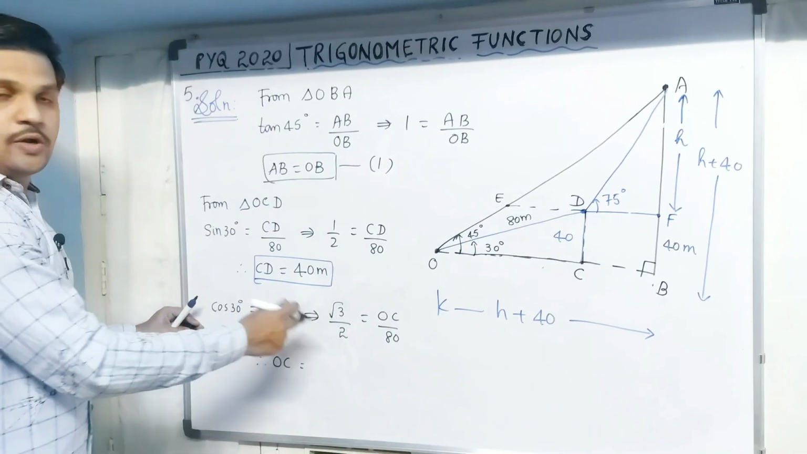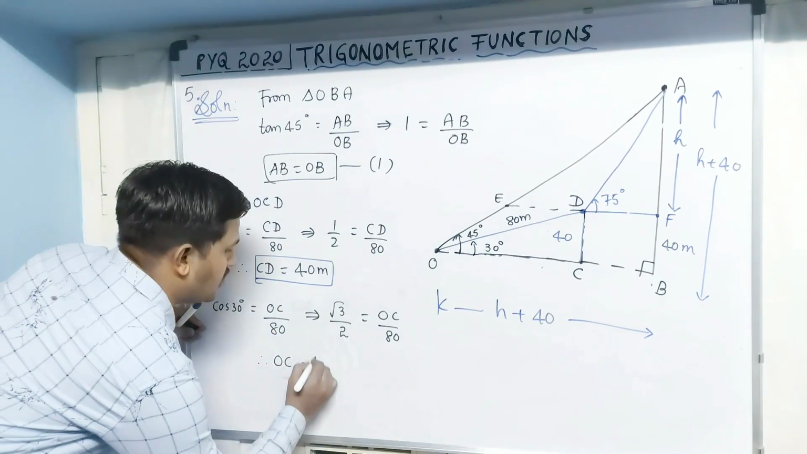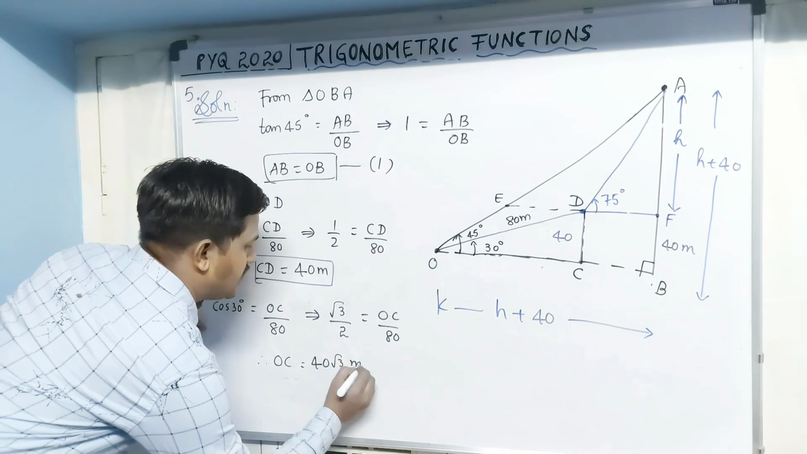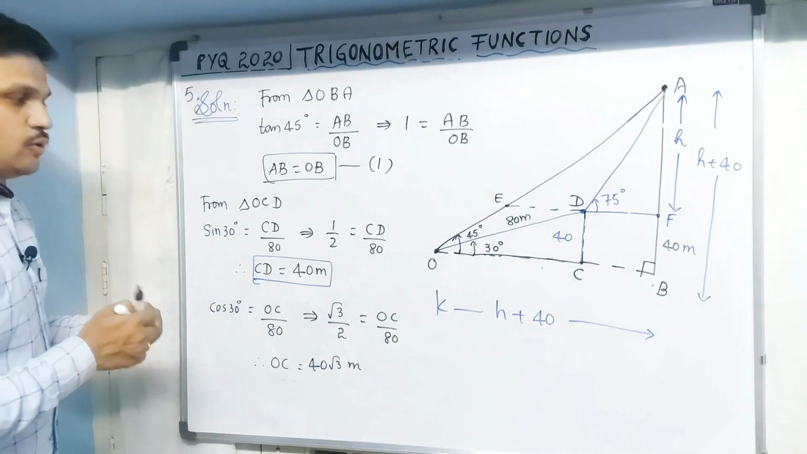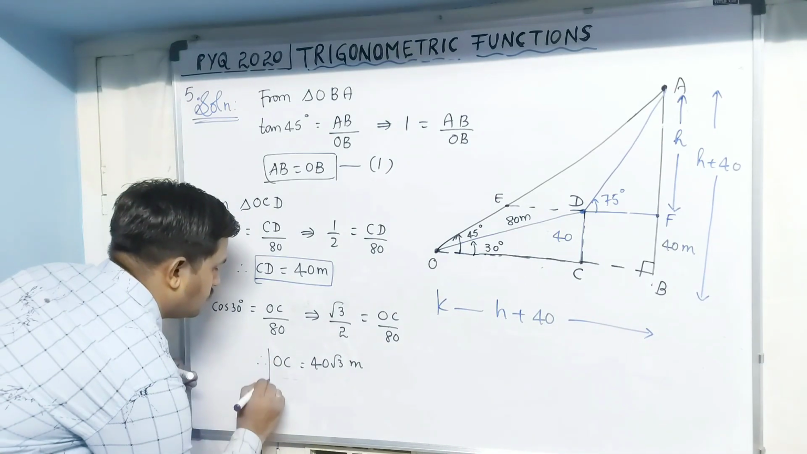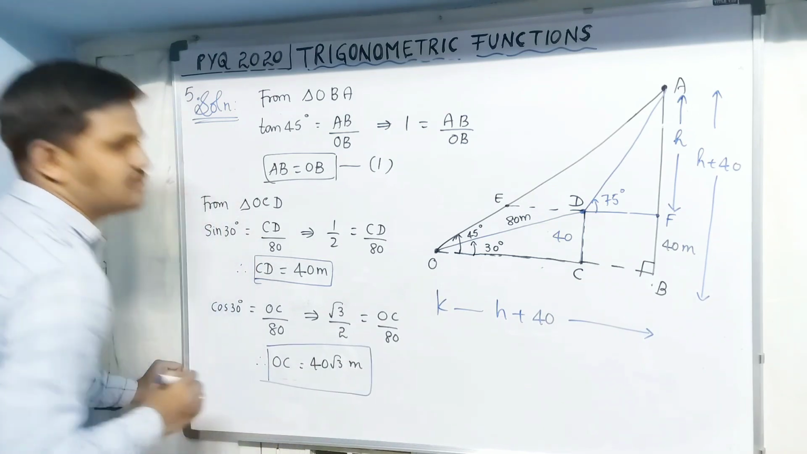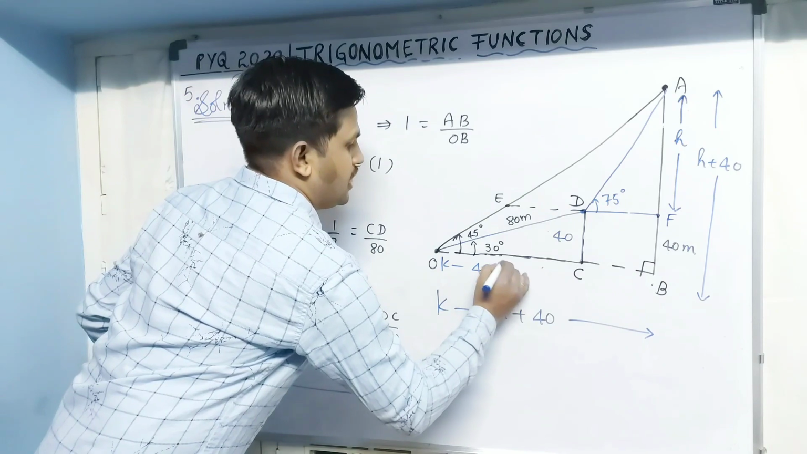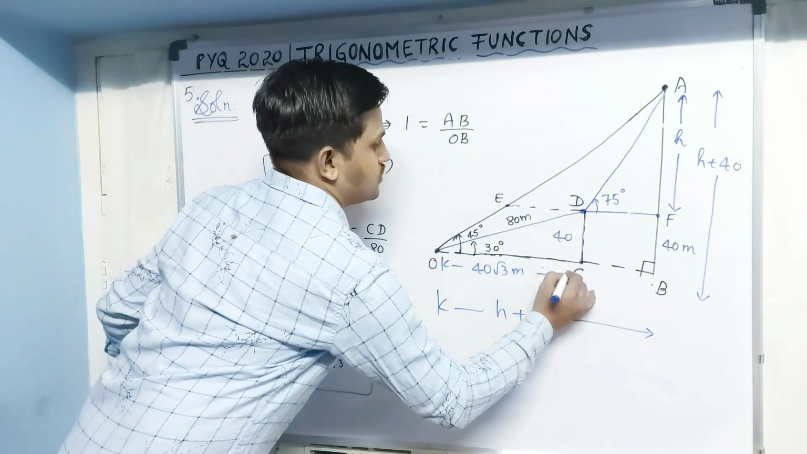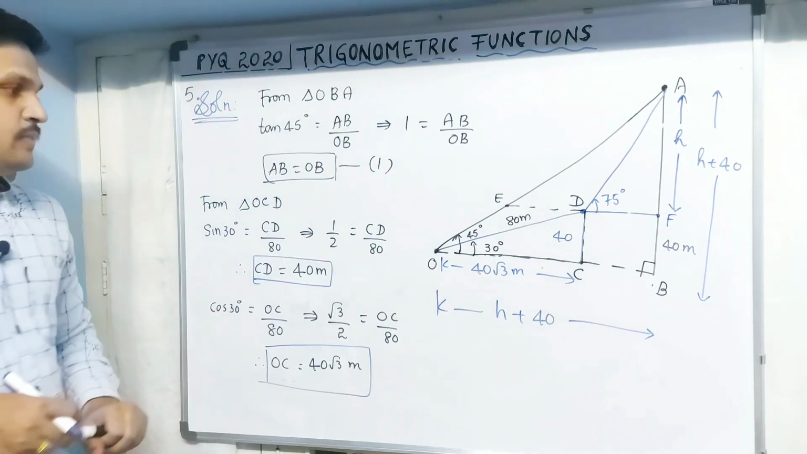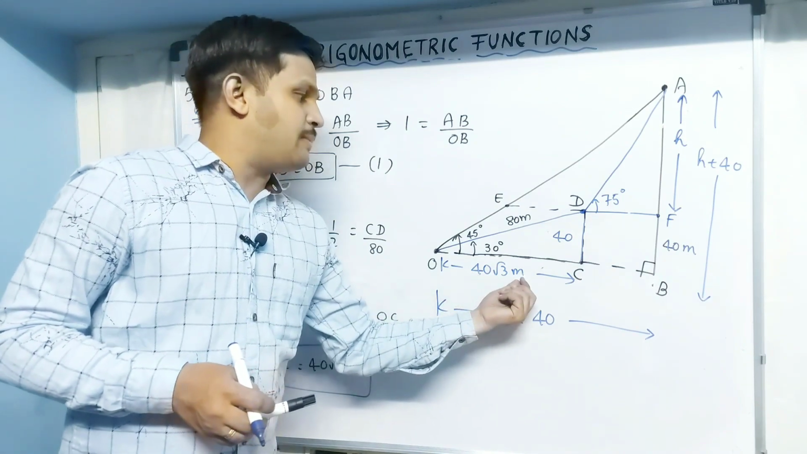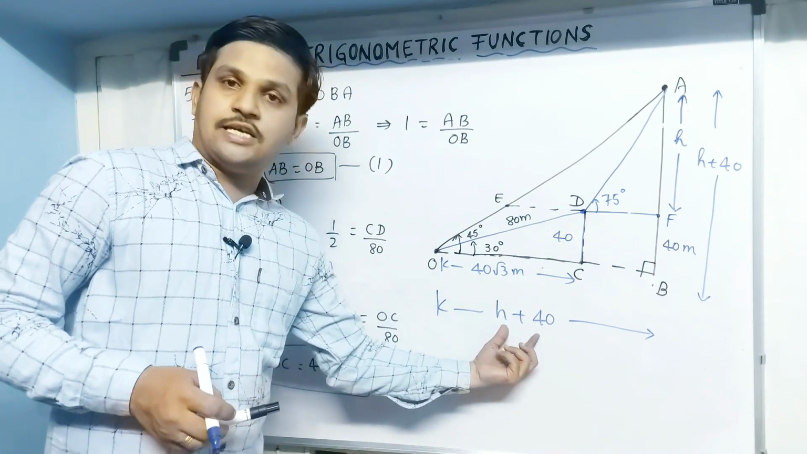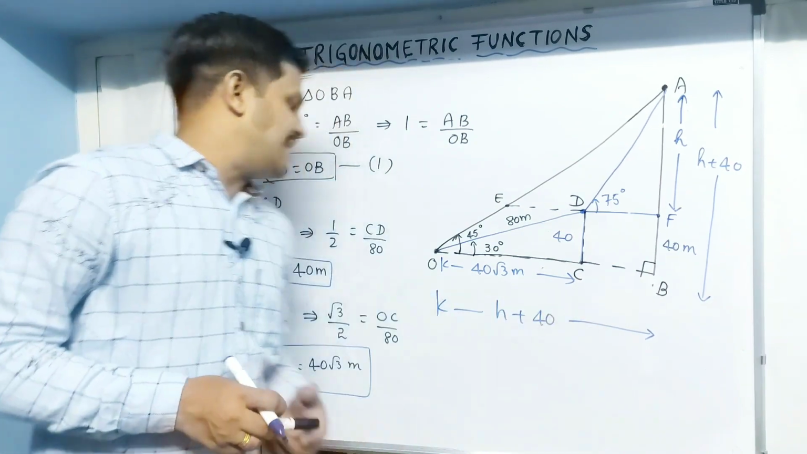So 80, shift it here. 80 by 2 is 40 root 3. So 40 root 3 meters is the length OC. So therefore look at this diagram once again. This length is 40 root 3 meters, the length of OC. If OC length is 40 root 3 meters and the total length is h plus 40, I know what is the length BC.